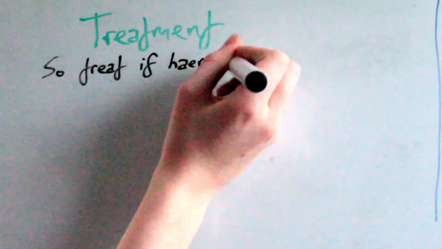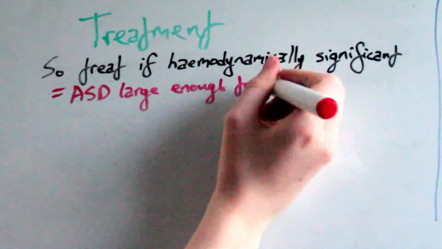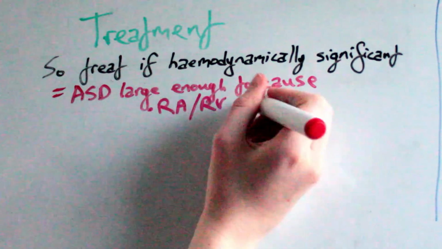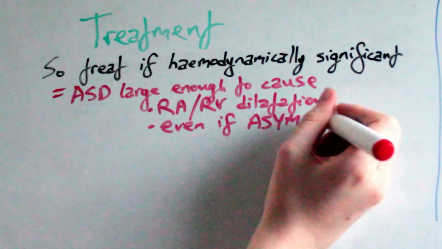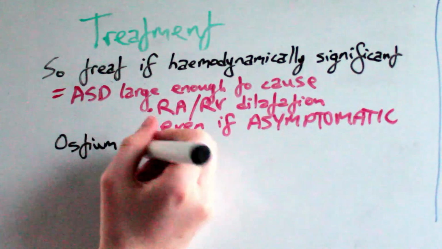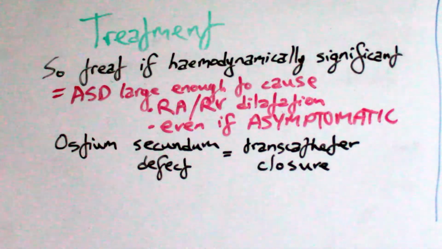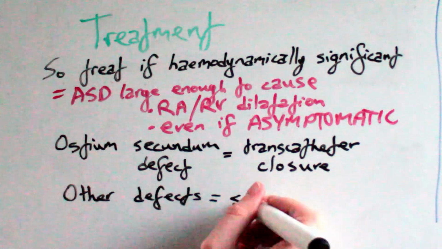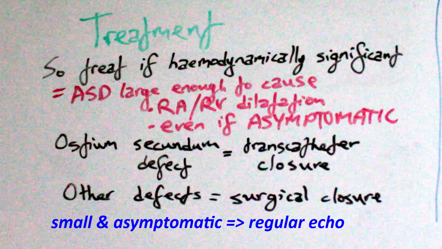So, we treat those who have hemodynamically significant disease. This is when the ASD is large enough to cause right atrial or right ventricular dilatation evidenced by echo, even if the patient is asymptomatic. Ostium secundum defects can undergo transcatheter closure, while all other defects require surgical closure. And for those who are asymptomatic, regular echocardiograms are recommended to monitor for progression.